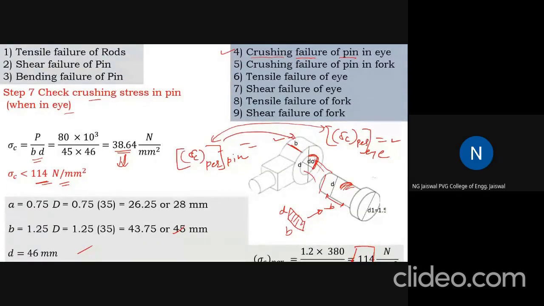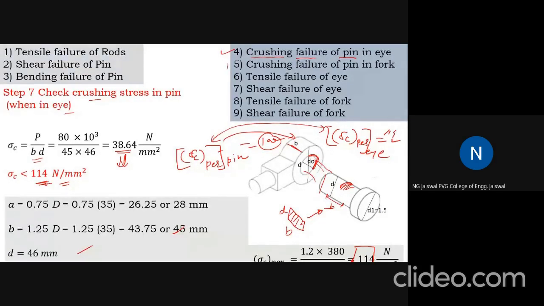Here, since 114 is the permissible compressive stress for the pin material as well as for the I material, that's why this is 114. But suppose the pin material is something different, let us say it has a 100 Newton per mm square permissible value, then this would be compared to 100, not 114. Even though the other is 114, this will be compared to the smaller value, because that will rupture first. That is the thing which you want to remember. So this is crushing failure.